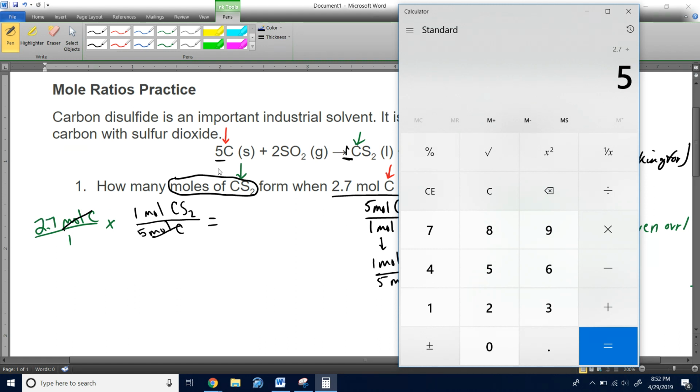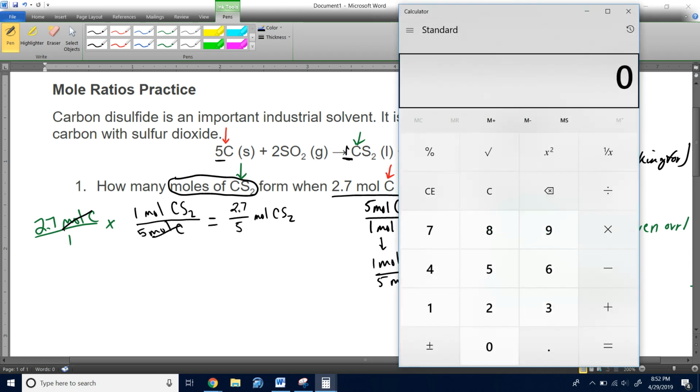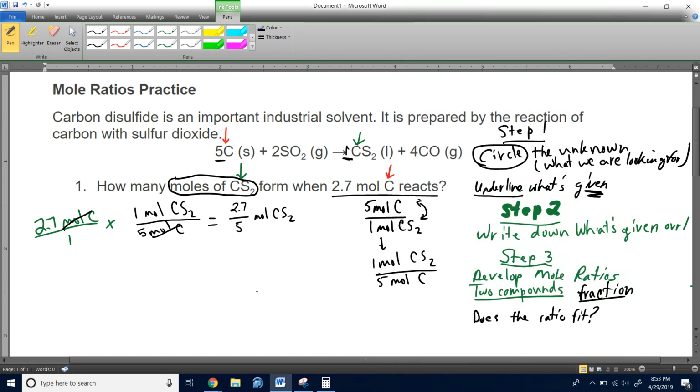So this ultimately turns into 2.7 divided by 5. Okay, that's what this looks like. And this is moles of CS2. Just showing you how we go from these two fractions right here to one fraction, and then we can enter this in our calculator. So 2.7 divided by 5, we get 0.54.